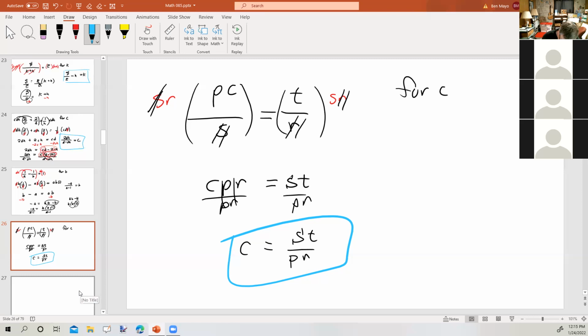But what about this? Let's recopy the problem. PC over S equals T over R. We're to solve for P. Let me ask you this. What's the coefficient of P? C. One. Well, maybe think outside the box a little bit. Isn't everything being multiplied by or divided by P sort of the coefficient?